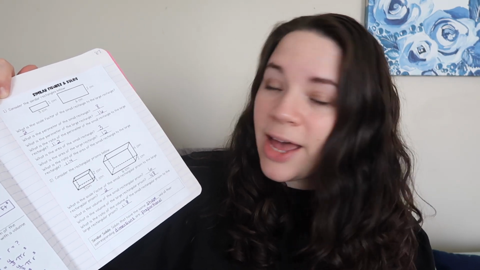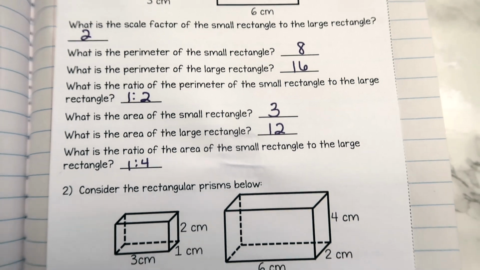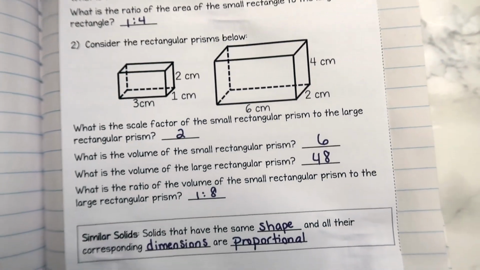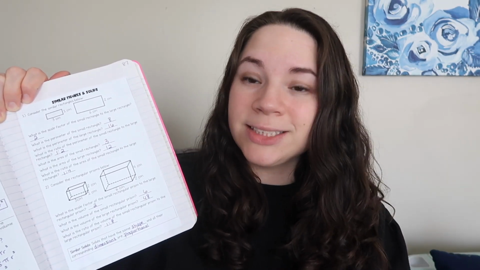And then our last topic is similar solids. So we start out with a little discovery piece, and I don't limit it to just solids. We also go over the similar figures here as well. So I give them a pair of rectangles and we talk about finding the scale factor between them because they are similar. We find the perimeter of each and the area of each, and then we find the ratio of their perimeters and their areas.